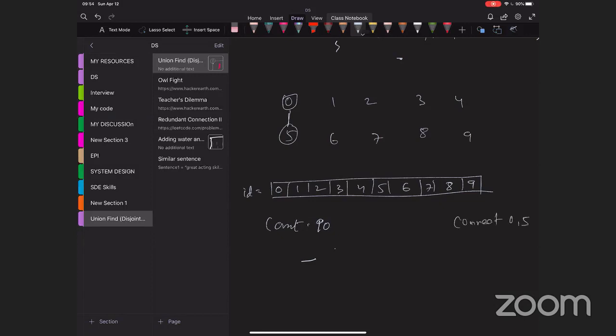we are finding the PID of 0, which is 0, and the PID of 5, which is 5. We go through the whole list, and wherever I see 0, I replace it with 5. So this now becomes 5. Help me with some more, please.